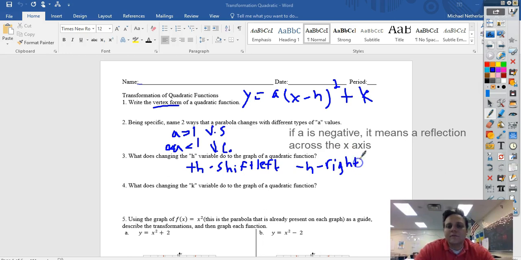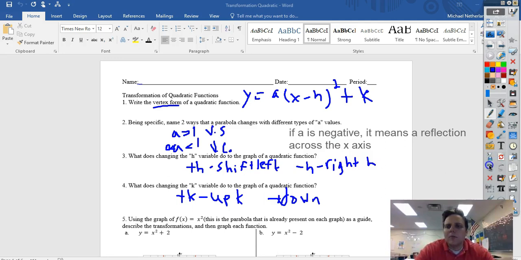Okay, so it says what does changing the k variable do? Well, k is simply how far up or down I go. A positive k means up k units, and a negative k means down k units. So if k is negative, it means down k units. Okay?